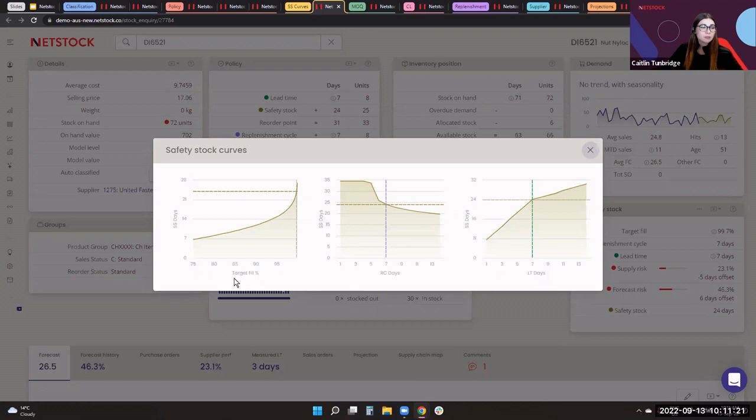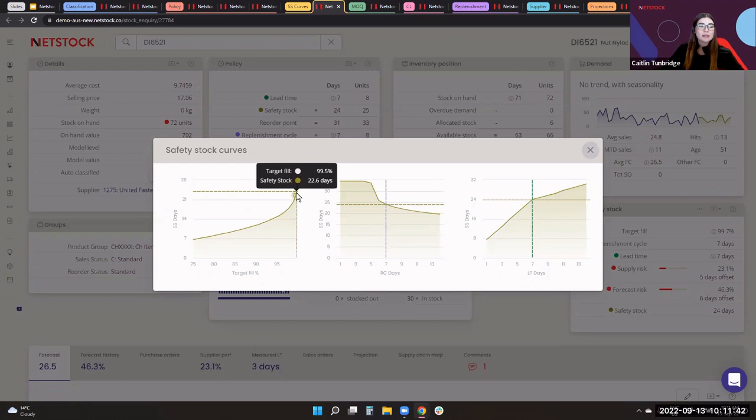But it's also particularly relevant that target fill rate, replenishment cycle, and lead time days have key influences on that safety stock day computation. So if we look at target fill rate, obviously the lower the target fill rate we'd like to achieve, the less safety stock days we need to hold to support that. The higher the target fill rate we want to achieve, the more safety stock days we'll need to hold.